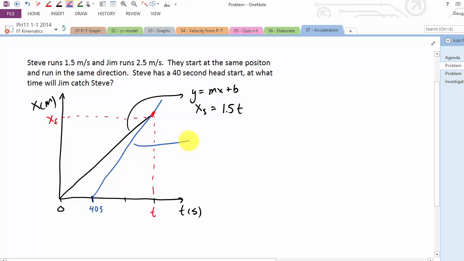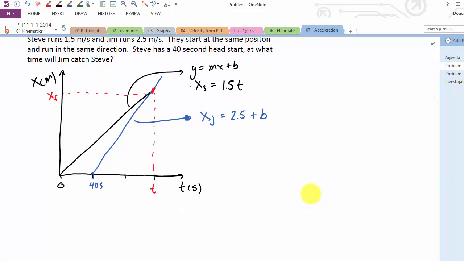When we model Jim's motion, it's the same thing, y equals mx plus b. So it's x of Jim, xj, equals his speed, 2.5 t, plus some y-intercept that we don't know yet. Those are the two equations that we're dealing with, 1 and 2. The first thing we need to do is figure out what the y-intercept for Jim is, and it's not that hard to do.